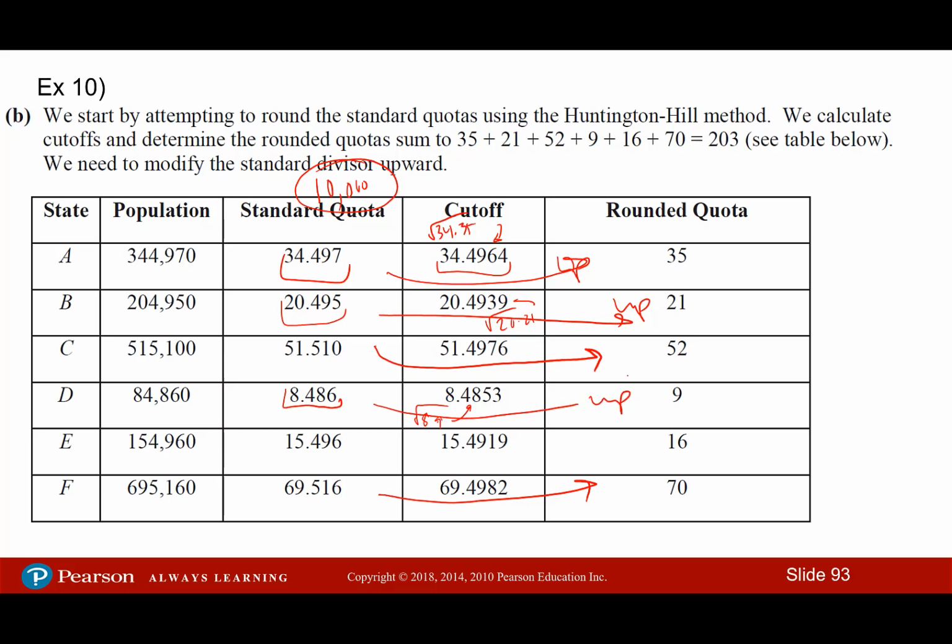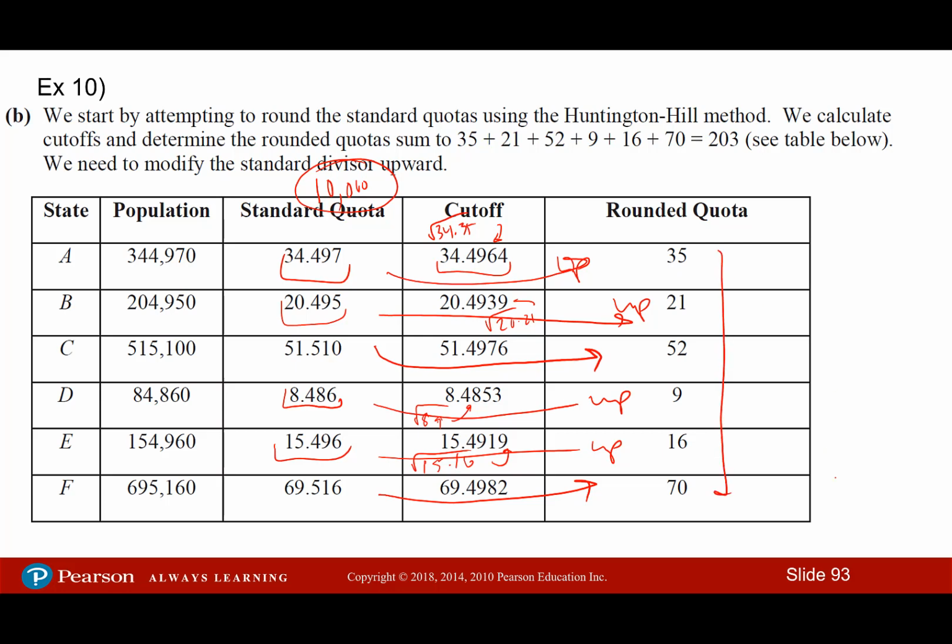So notice all these in the Webster method would not be rounded up, but here they are getting rounded up. Alright, this is going to be 15 times 16. The calculator should get 15.4919, and we're comparing that to 15.496, and that will do it. That gets rounded up as well. So let's do this here. Let's add up these here. 35 plus, so let's add all these guys up.